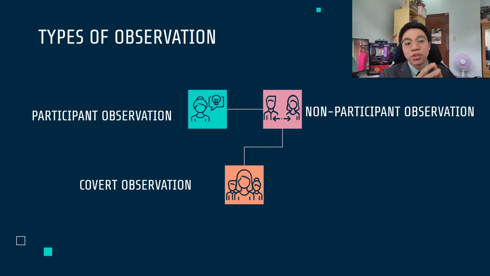Covert observation, on the other hand, is where the true intent of the researcher or the observer is not directly known by the participants. Through covert observation, the researcher may employ methods like video recording or audio recording, where the researcher is able to extract the genuine attitudes or behaviors of the participants for their research.